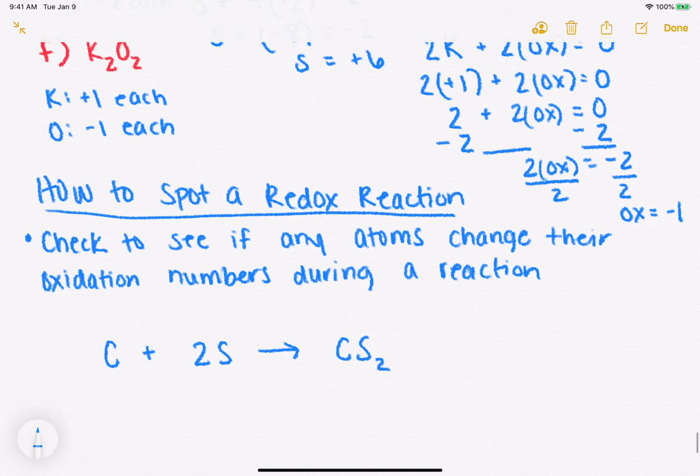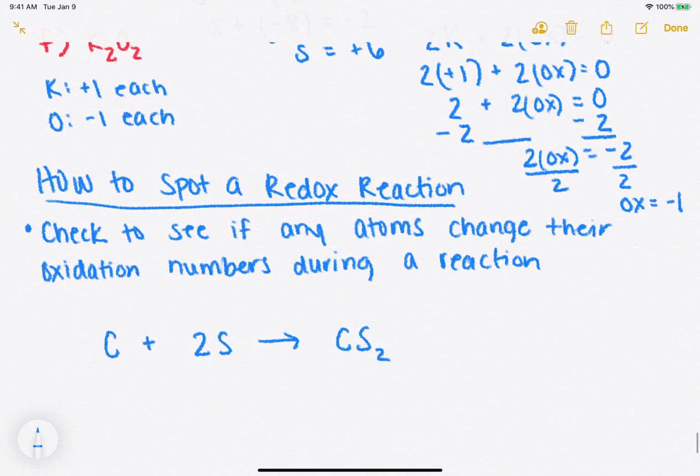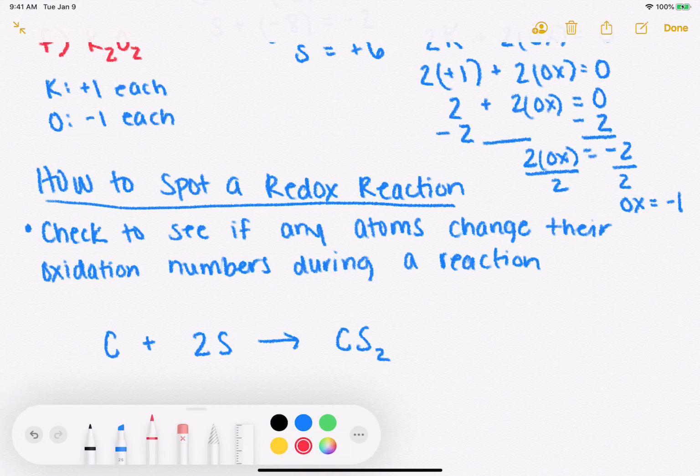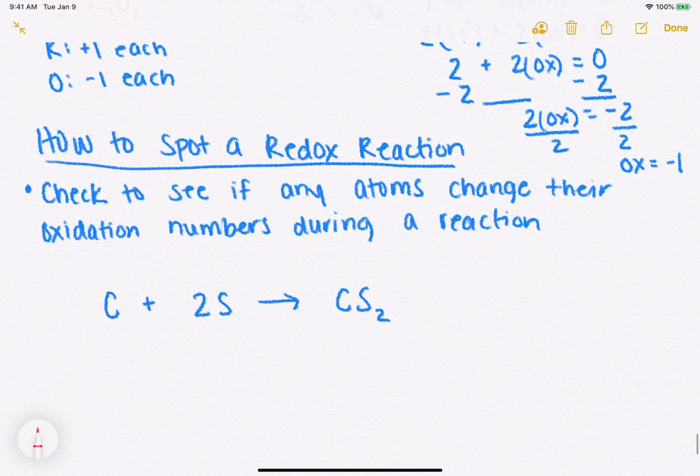So that's how you assign oxidation states. But remember, we were talking about redox reactions. So what does this have to do with a redox reaction? Well, it helps us identify whether or not a reaction is a redox reaction. And we're not going to work on balancing redox reactions now. That will come later on. Right now, I just want you to be able to identify whether or not a reaction undergoes oxidation and reduction.